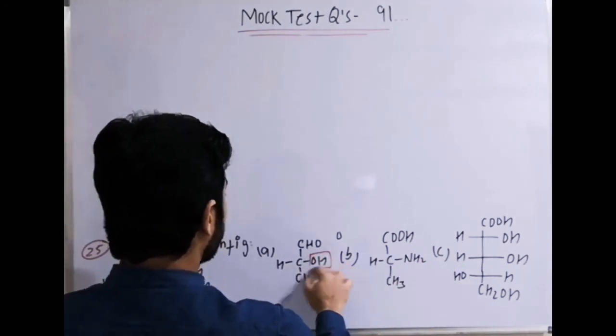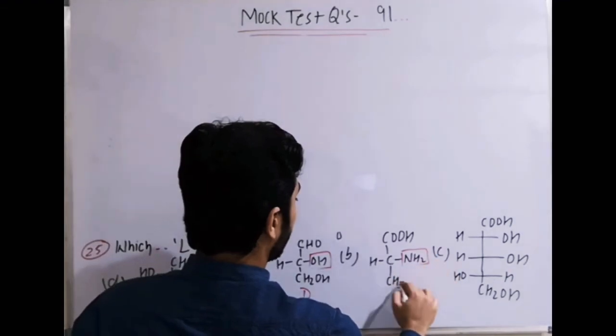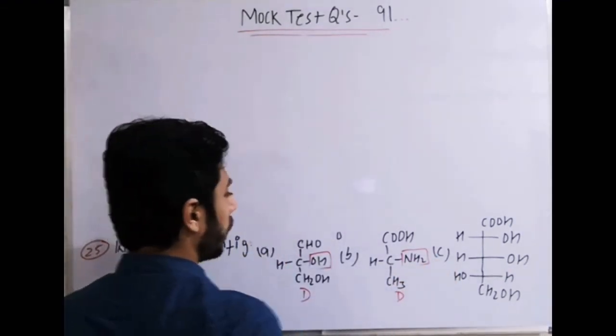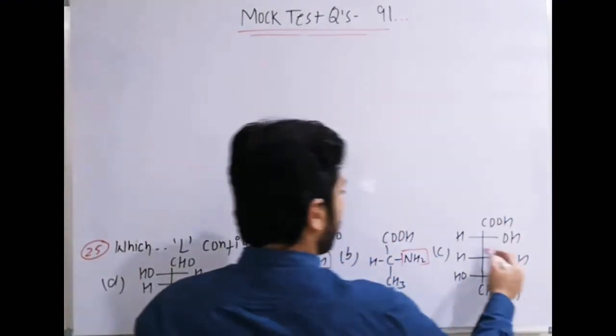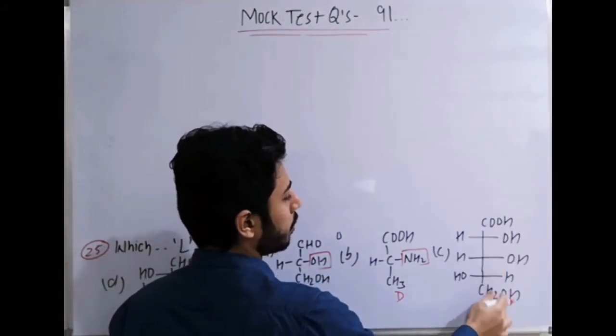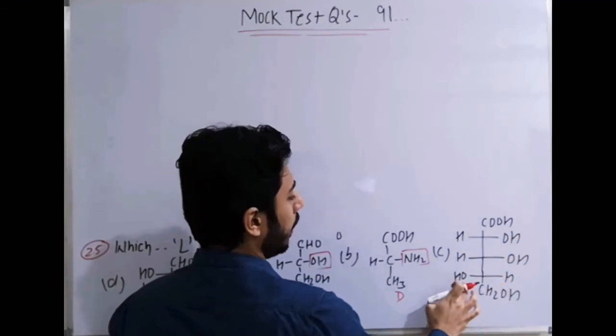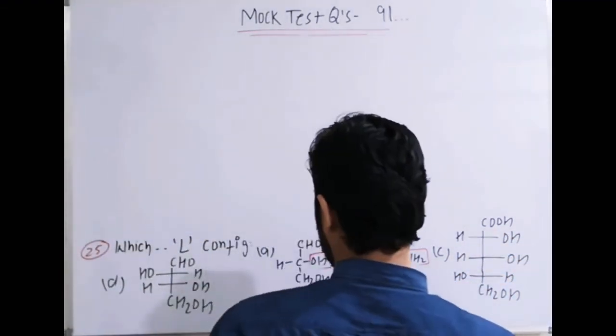So here OH is on the right side, CHO on the top, it is capital D. Here it is NH2 on the right side, capital D amino acid. Here multiple carbons are there which are having chiral centers: carboxylic upper, CH2OH below, OH on the right side, second carbon is D, third is D and C is L.